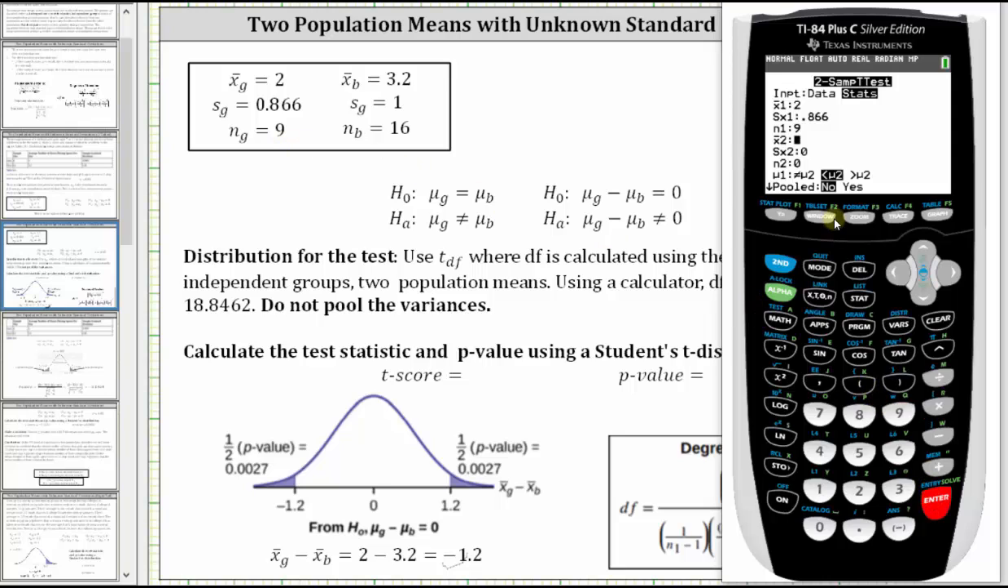Enter. And now for the boys, the sample mean is 3.2. Enter. The sample standard deviation is 1. Enter. The sample size for the boys is 16. Enter. And now because the alternative hypothesis is mu sub g doesn't equal mu sub b, we select not equals by pressing enter. For pooled, we select no, arrow down again, and we click calculate. So notice how the t-score is approximately negative 3.1424, and the p-value is approximately 0.0054. Let's go ahead and record these.